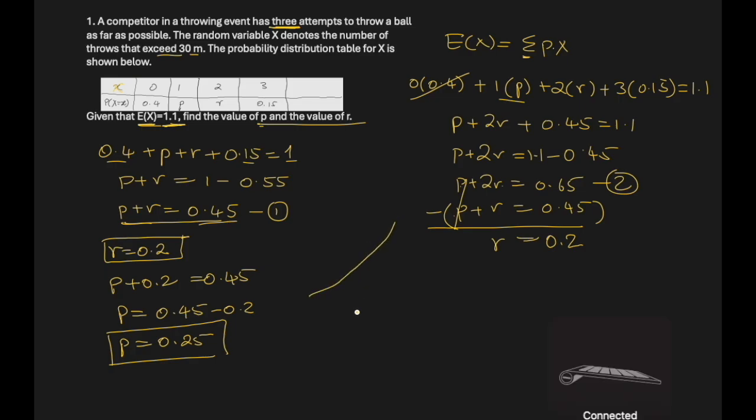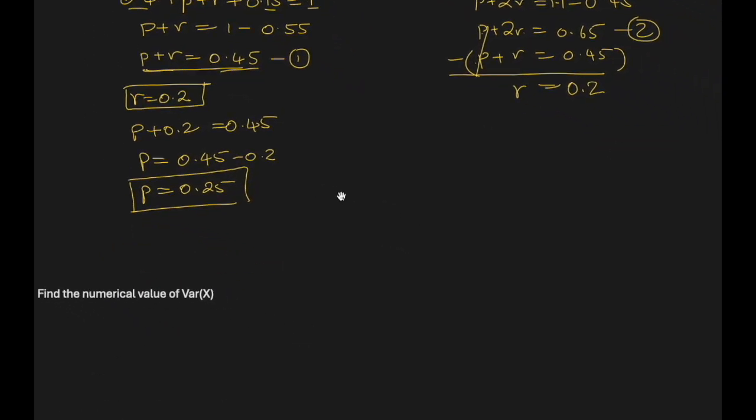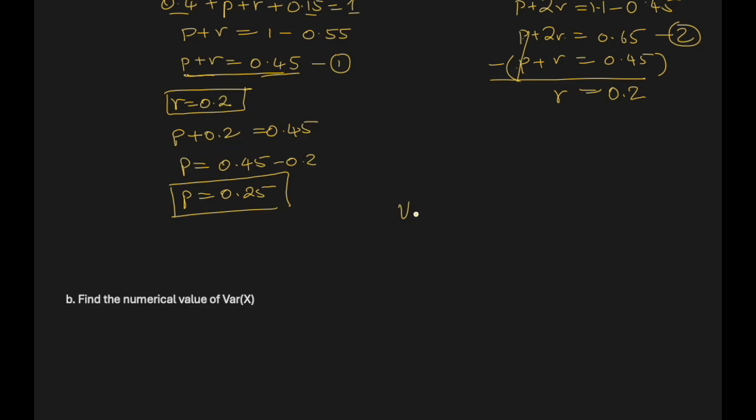Alright, let's do this. Find the numerical value of variance. Okay, so let's do it here. The formula for variance is again sigma, but this time x square multiplied by its probability minus whatever was the expected value, squared. So expected value was 1.1 given, so no issues here. This will be the one we'll be doing based on the table again, but we'll square the x first.